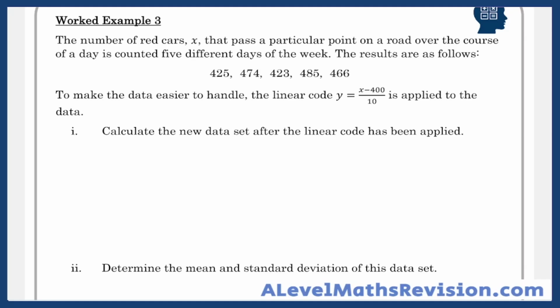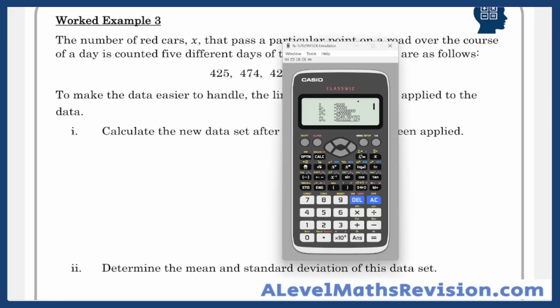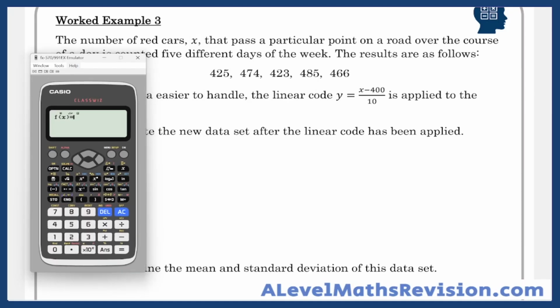To make the data easier to handle, the linear code Y equals X minus 400 over 10 is applied to the data. Calculate the new data set after the linear code has been applied. So there's actually quite a neat little way of doing this on the calculator. If we go into table mode, and we do f of x equals, so x minus 400 over 10, like that. Forget about the second function.